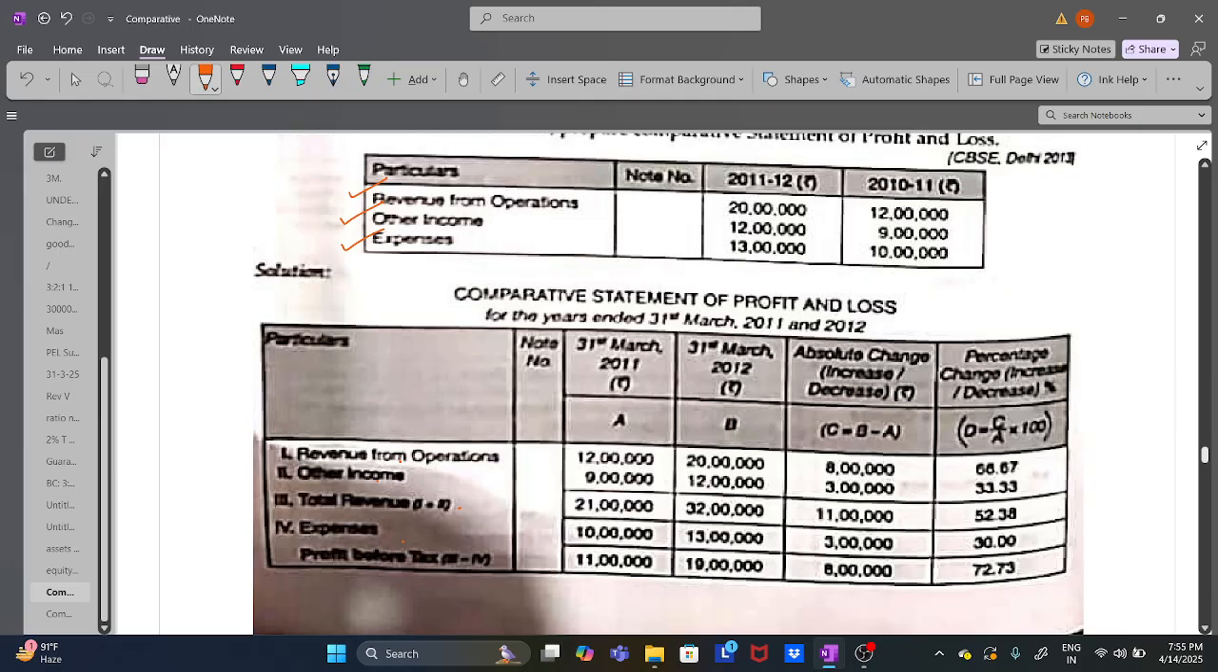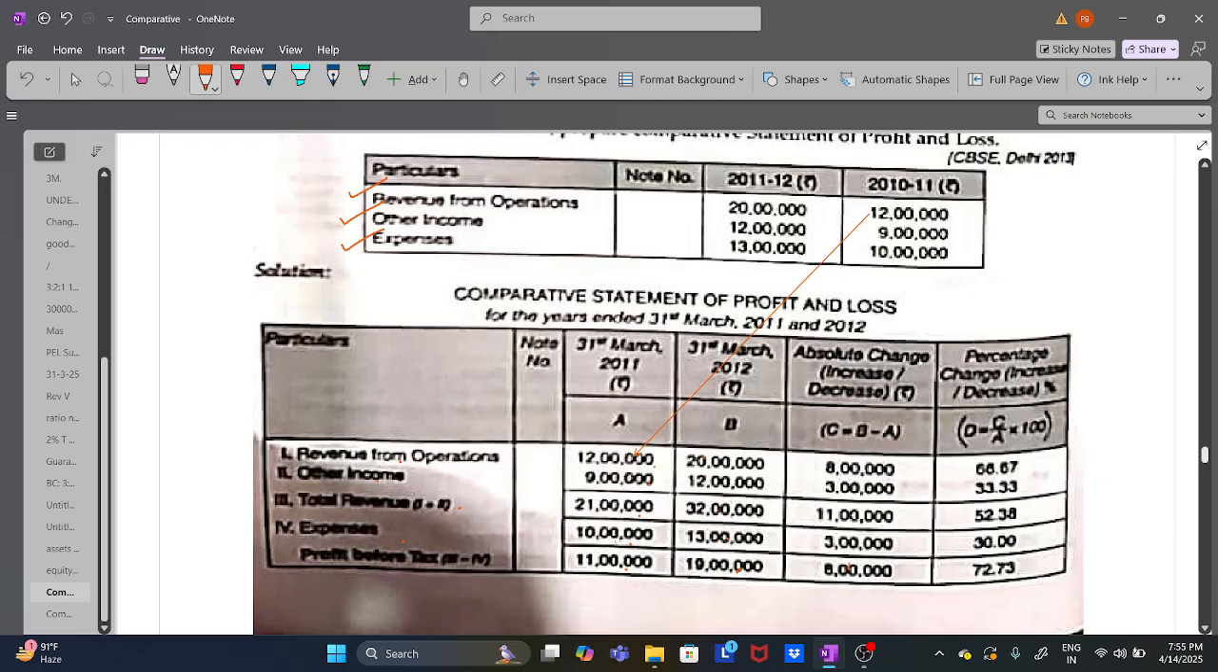So previous year amount is to be copied first from here. This amount is copied here. 12 plus 9, 21. 21 minus expense of this year, 10, so 11 lakh is profit before tax. Similarly for current year, 20 plus 12, 32 minus 13 gives you 19 lakh. Then you take the difference and then the absolute and percentage change.